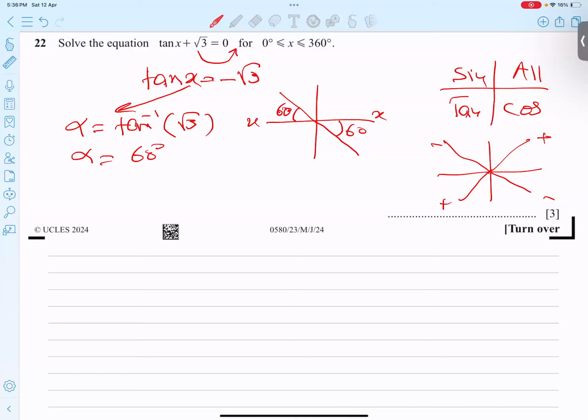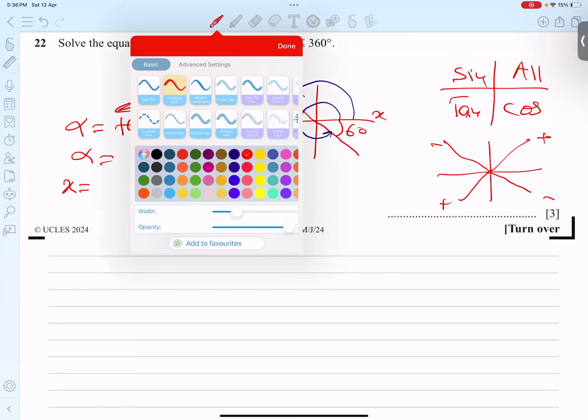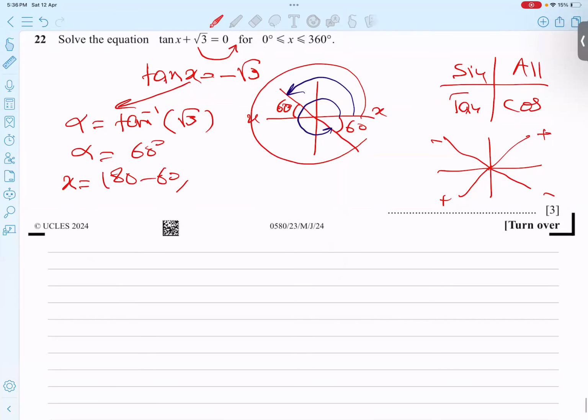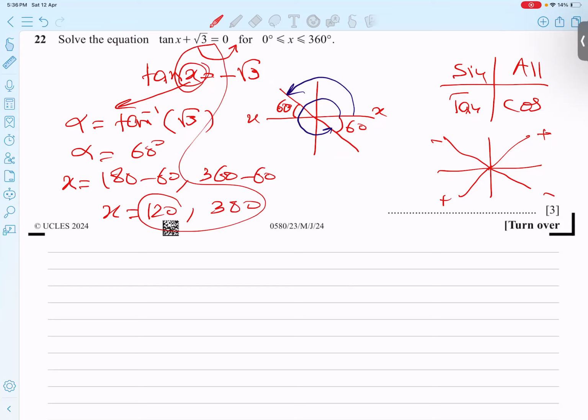Now, what is the rule of starting measurement? Bring this x back from there. Rule I showed you: start from the positive x-axis, move anti-clockwise till the line. I think you people understand. So 180 full, subtract 60, so the first answer is this. Second is 360 full, subtract 60. I believe you understand well now. And I got 120 and I got 300. You want to check it? If you plug in both values here, you must get negative root 3.